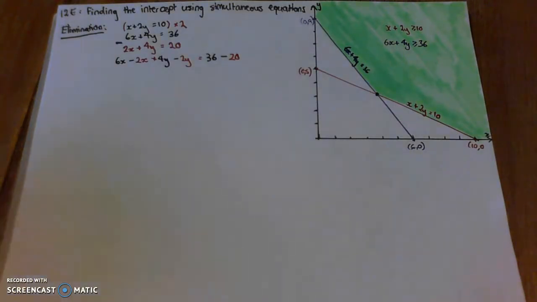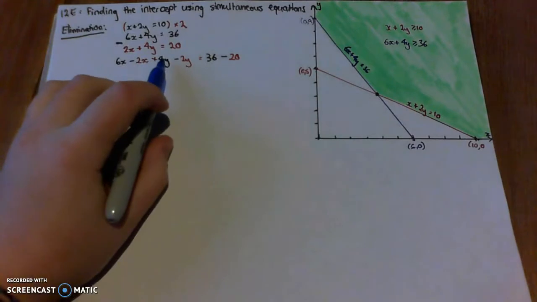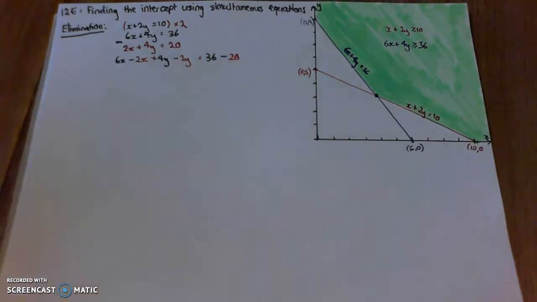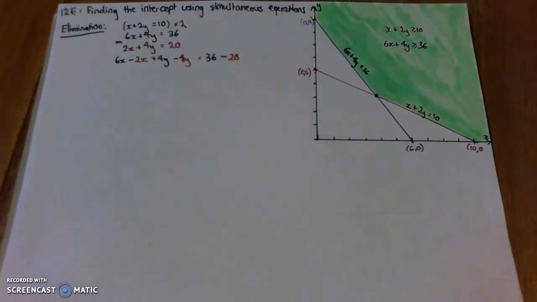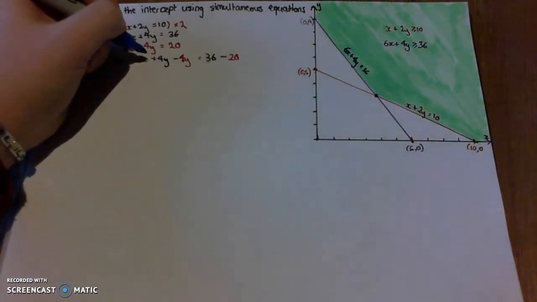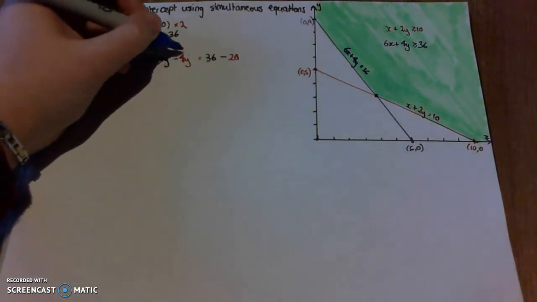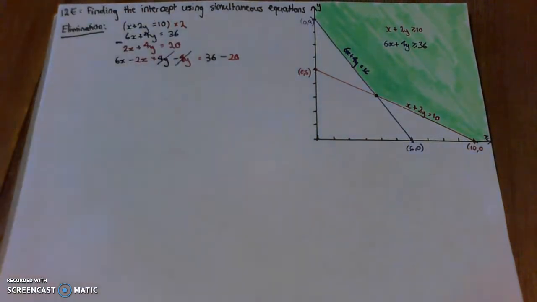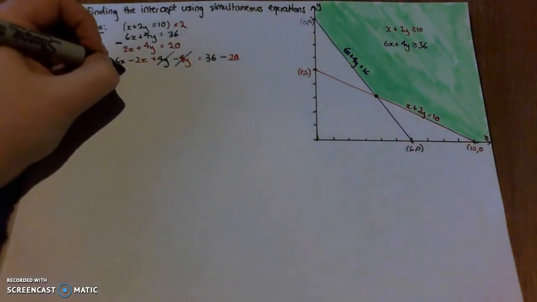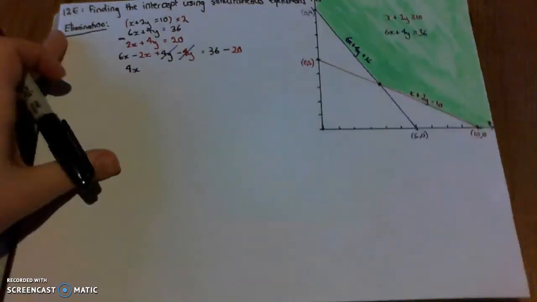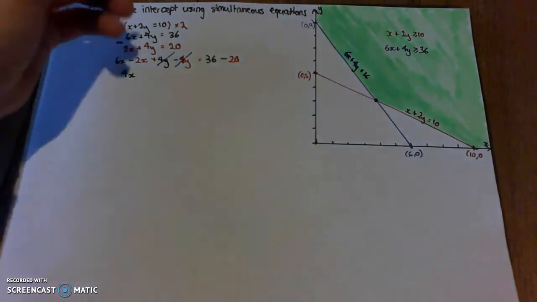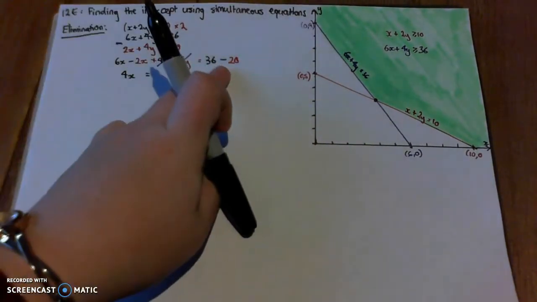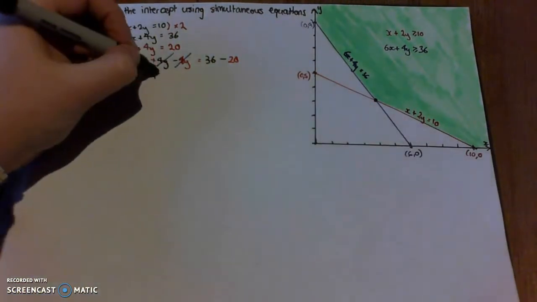So now our resulting equation will be that the two 4y's that are here, they actually cancel out. Positive 4y minus 4y, these two will cancel out. We're left with an equation that says 4x, 6 minus 2, 4x equal to 36 minus 20, 16.